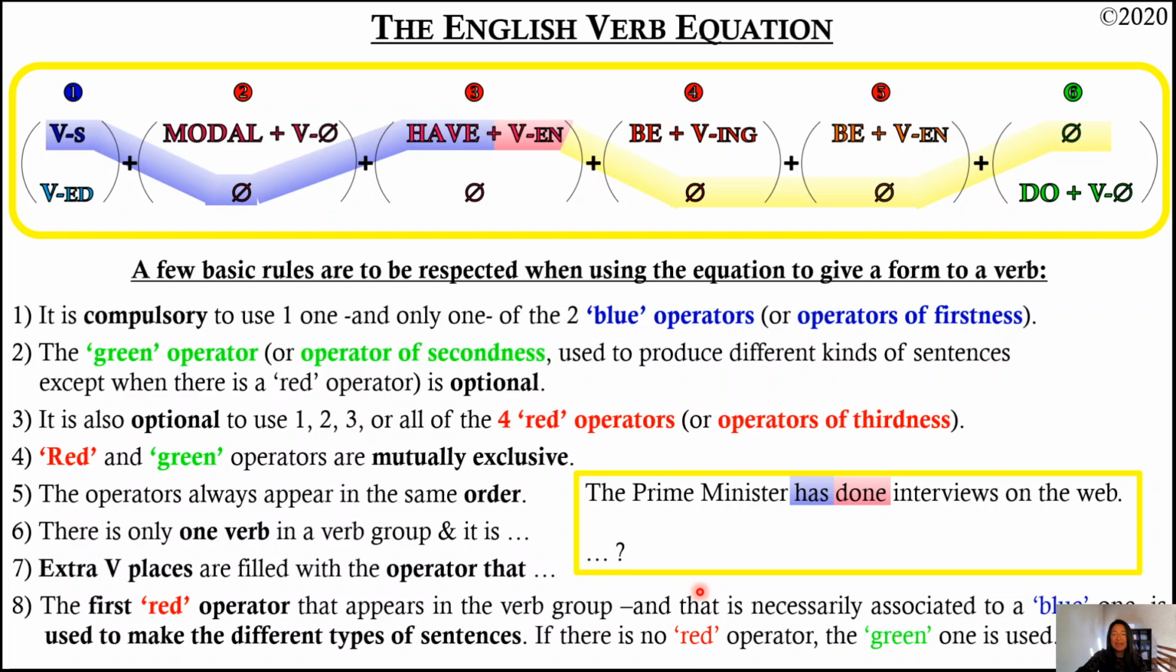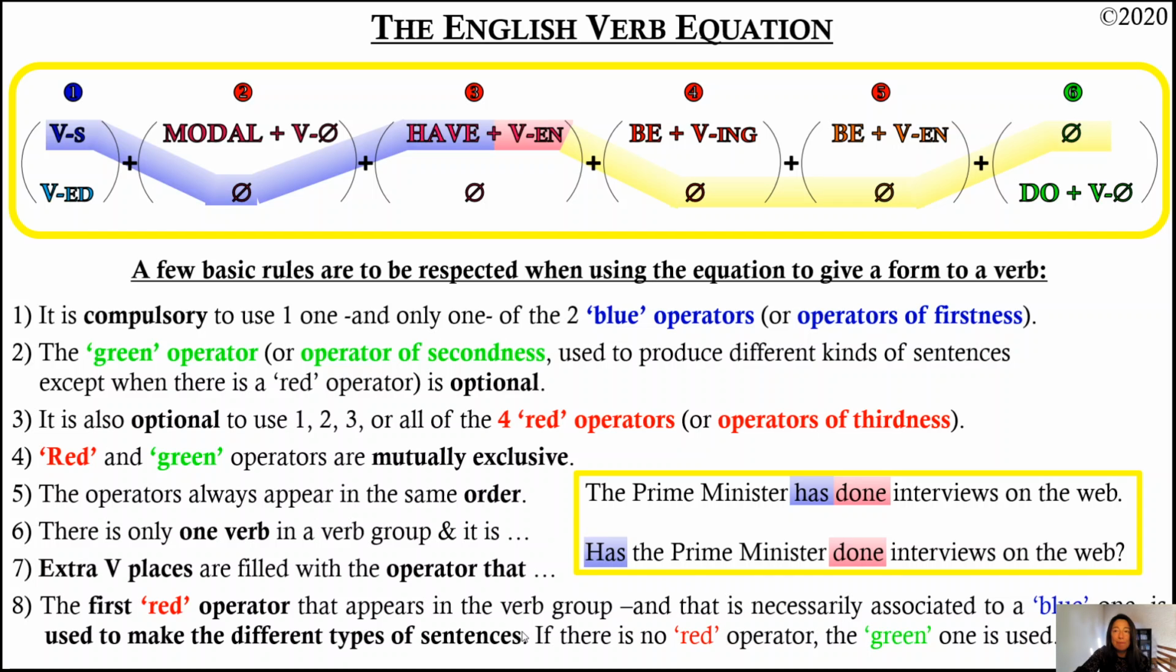Let's make sure you're getting more and more familiar with these formulas that are all comprised in the verb equation. Let's make an interrogative, a positive interrogative sentence. In this case, that would be, has the Prime Minister done interviews on the web? Because as you remember, you used the first red operator to create the different types of sentences.